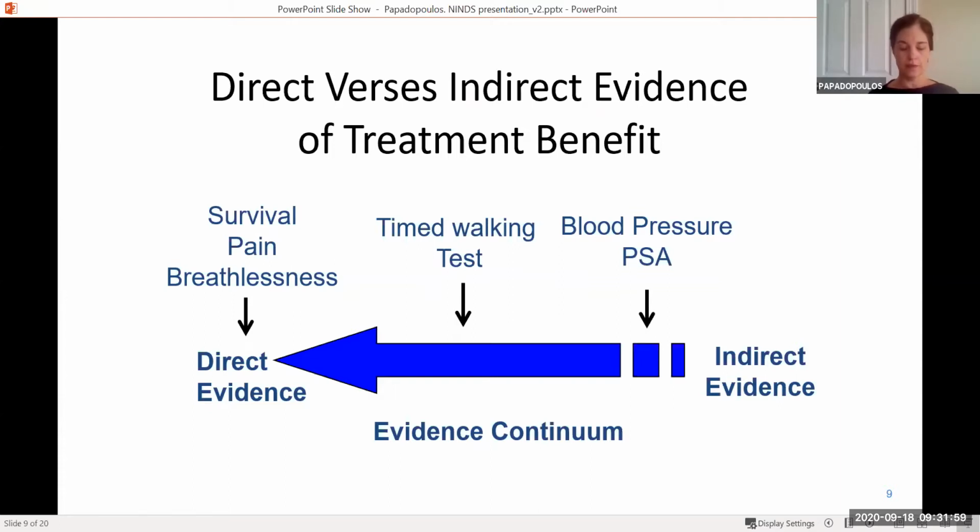And with these types of performance measures, it is critical to really understand what the performance test is actually measuring, what that score represents, and what all that means in terms of meaningful benefit to patients. Biomarker endpoints, which we see on the right side, are generally considered surrogates for clinical benefit and are at the far indirect side of the spectrum.